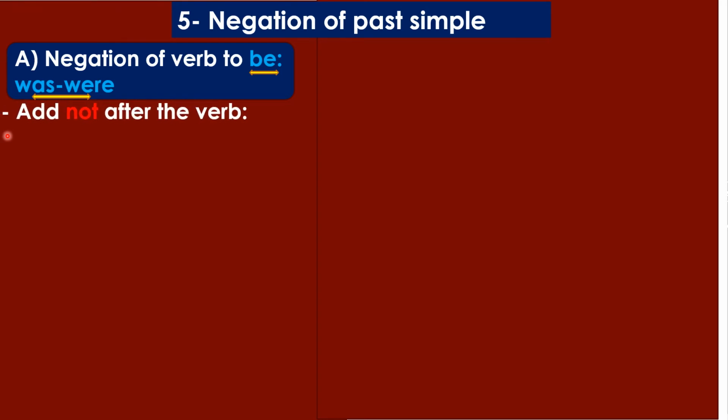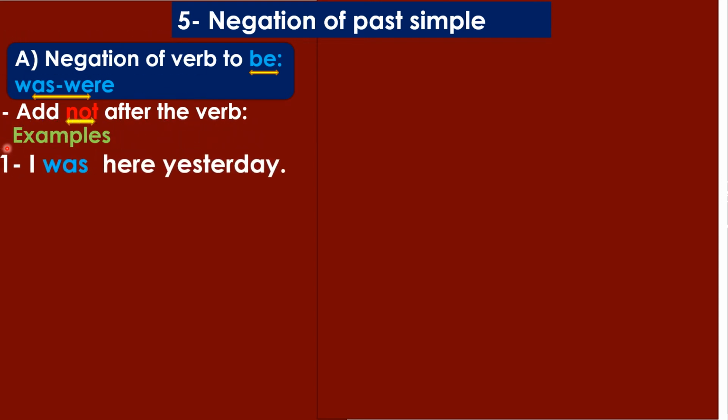Okay. Add not after the verb. So this is what we are going to do. Just add not after the verb to be, after was and were. هنضيف not بعد was were. So this is what we are going to do, adding not after the verb. So let's have a look at some examples.